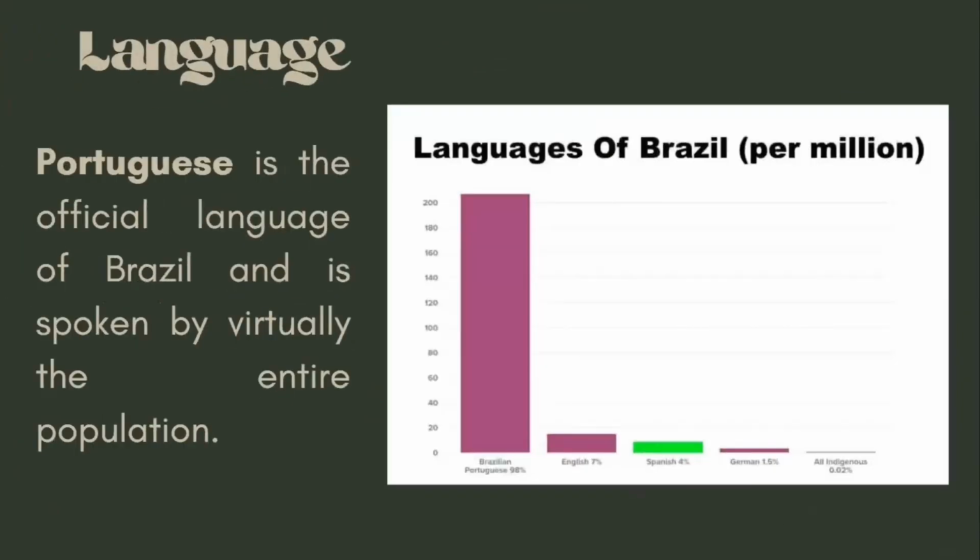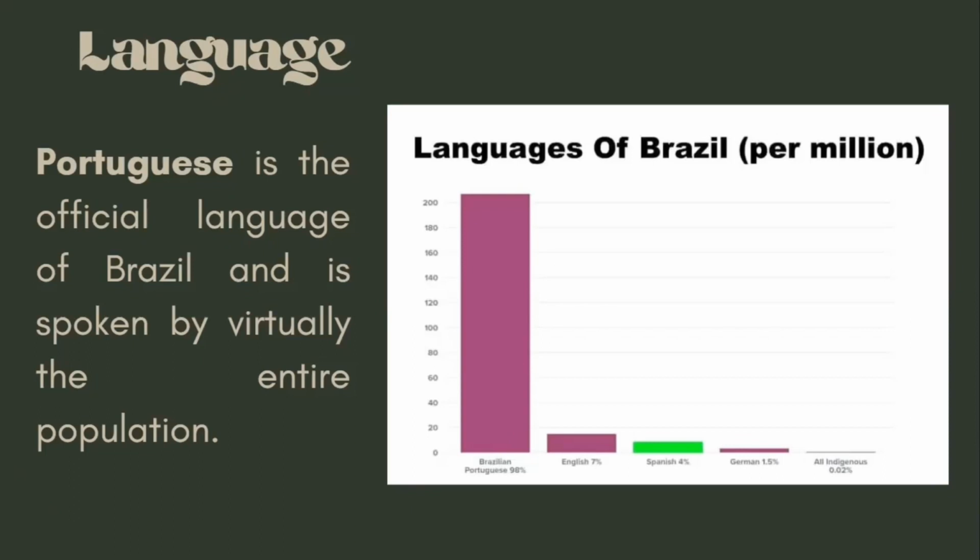Now, Portuguese is actually the official language of Brazil because Portugal was the first European country to colonize Brazil in the 16th century. Now, the Portuguese language was introduced to the native population, and it gradually became the dominant language over time. Additionally, Brazil was a Portuguese colony for over 300 years until it gained its independence in 1822. And during this time, the Portuguese language became firmly established as the language of government, education, and culture.